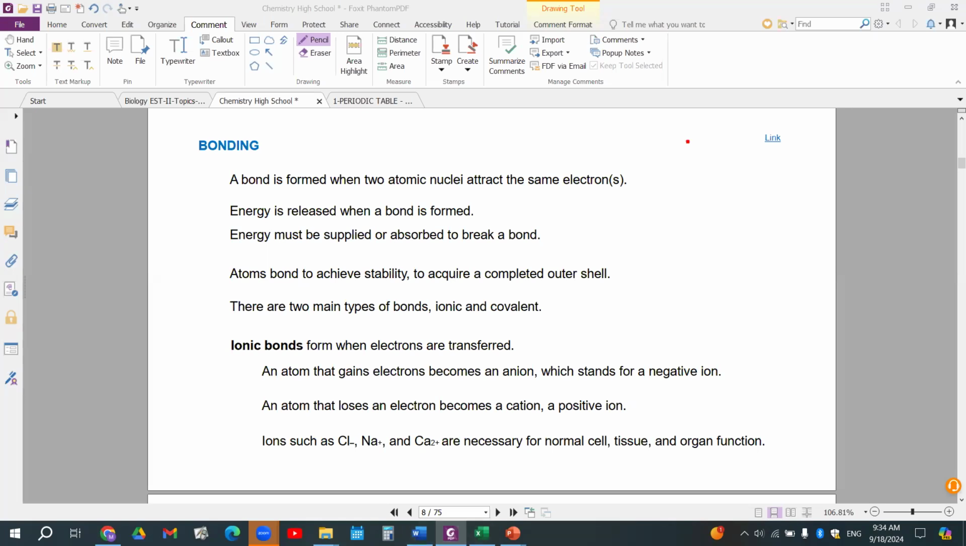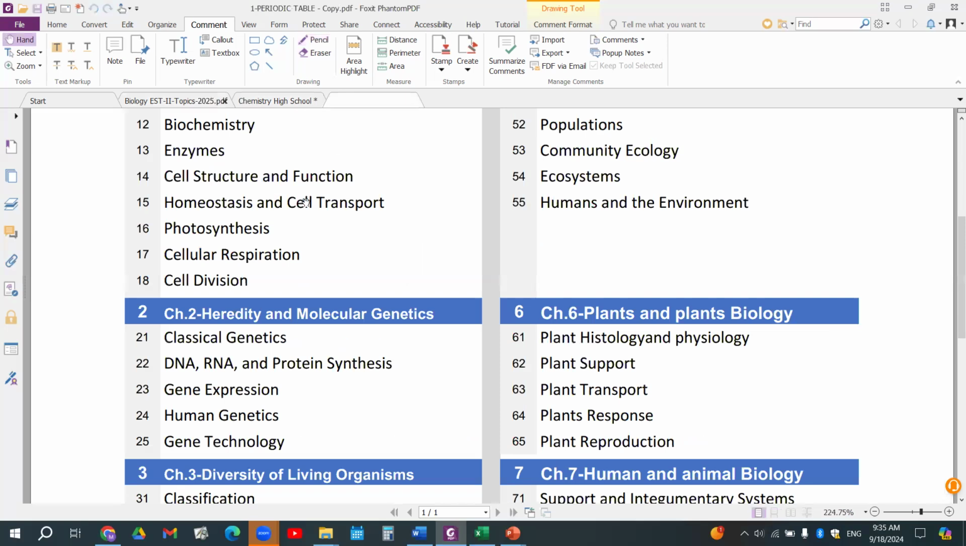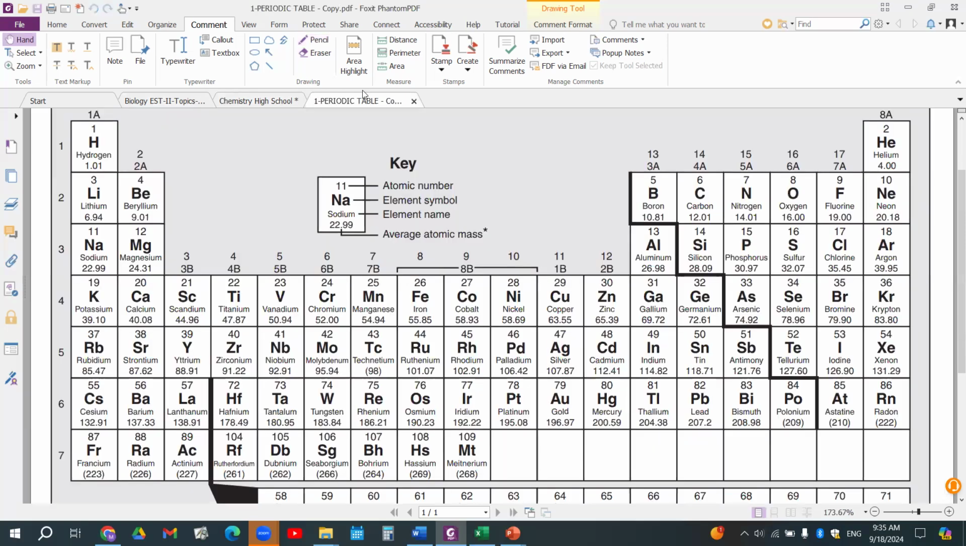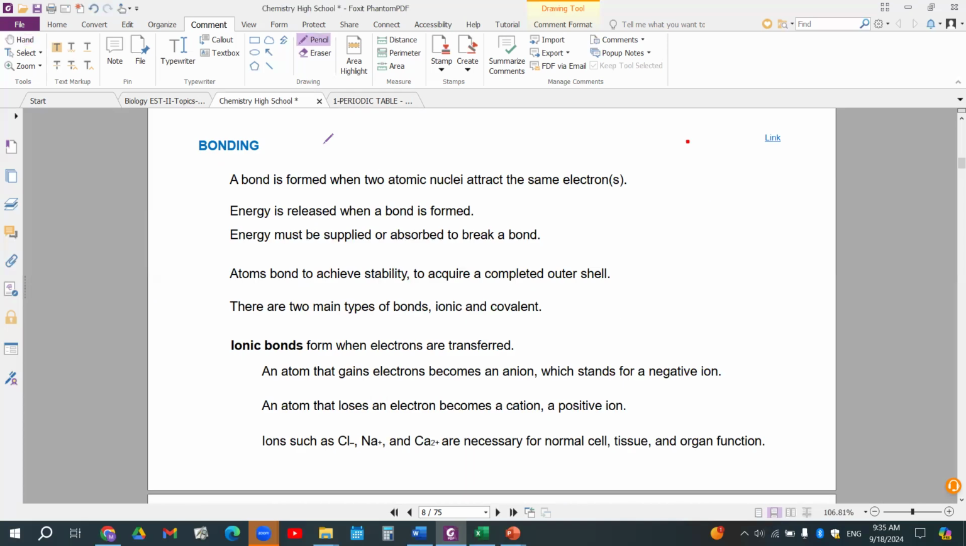Bonding. A bond is formed when two atoms share, lose, or gain electrons in the outermost energy shell. Look at the periodic table here. The key factor in bonding is the electronic configuration.